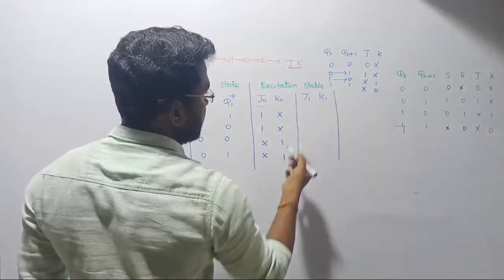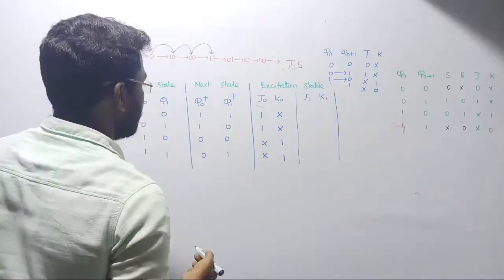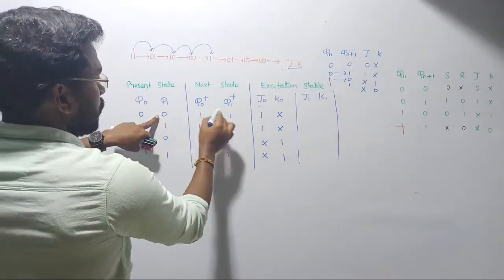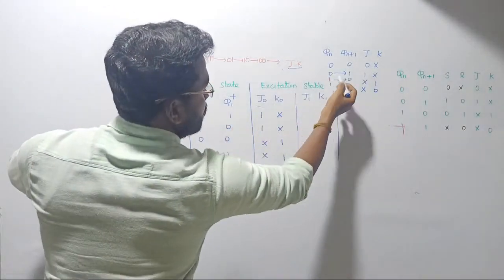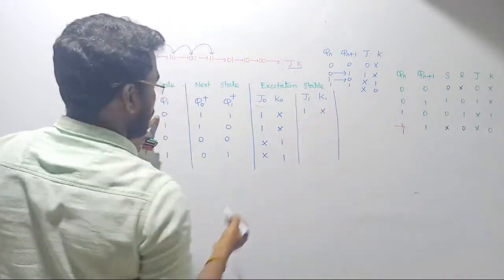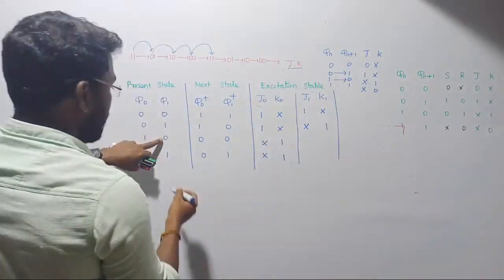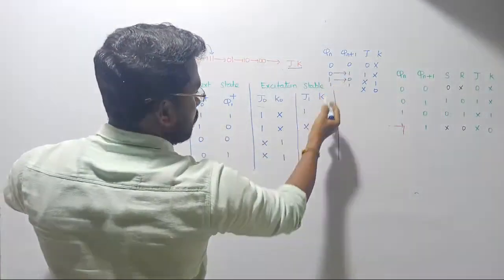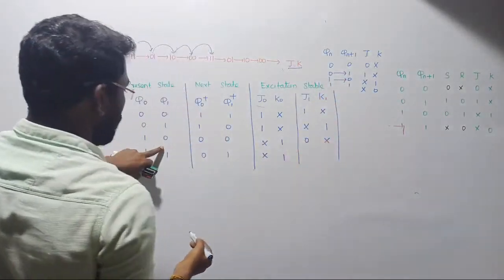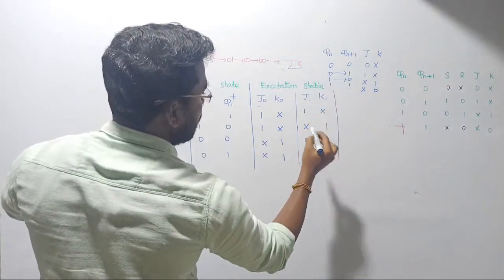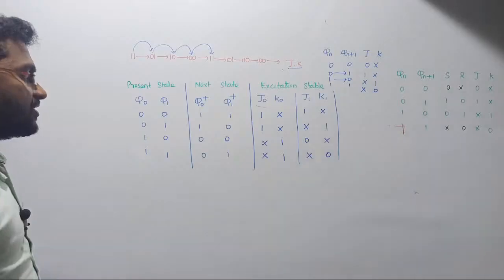Now we need to consider J1 K1, right? Next flip-flop. While going from 0 to 1, its possible outputs are 1x. Now while going from 1 to 0, it becomes x1. Again it is going from 0 to 0, which becomes 0x. Now while going from 1 to 1, which becomes x0. Clear? So that is how we are writing the excitation table, right?